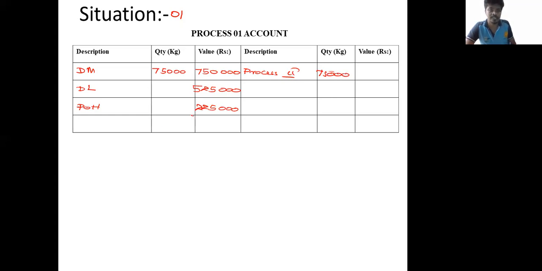Now you can see the quantity columns have been balanced for 75,000 kilogram.